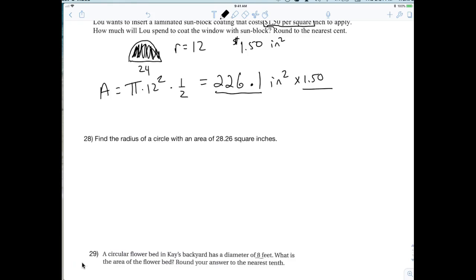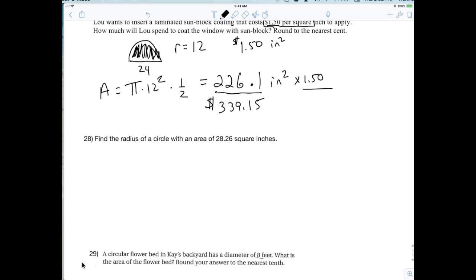That's very smart, buddy. Very, very smart. That was really good. Anybody else? So did everybody do 226.1? Very, very nice work. So $339.15 is the approximate price. Do you understand that? Right? $339.15.